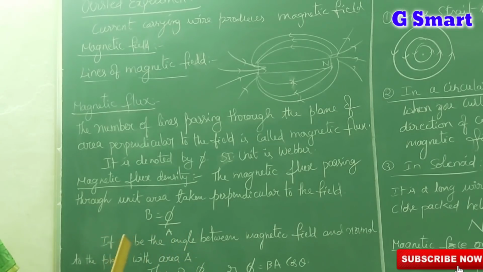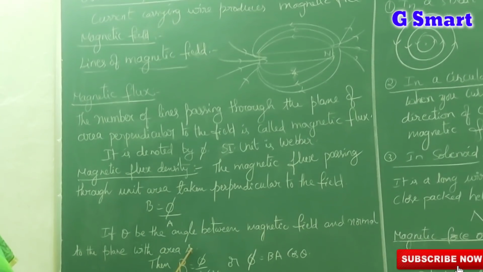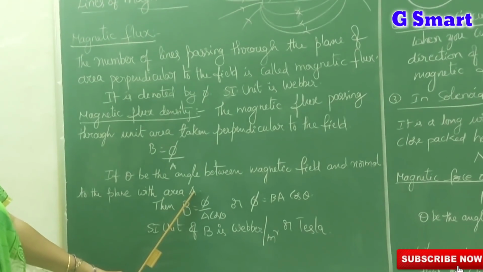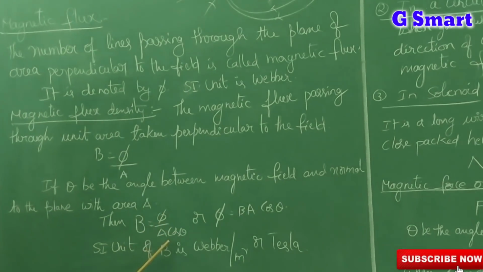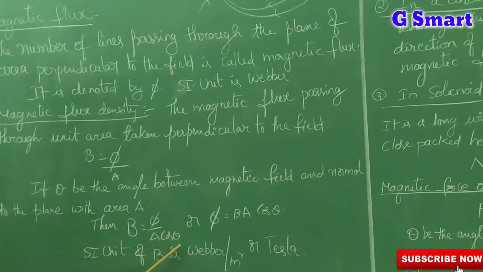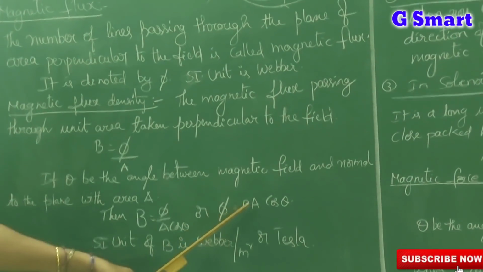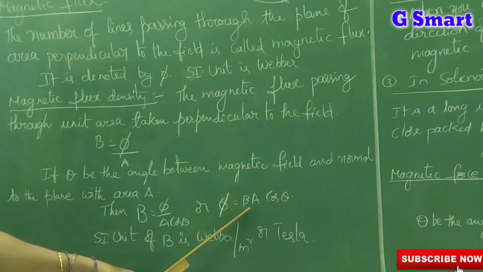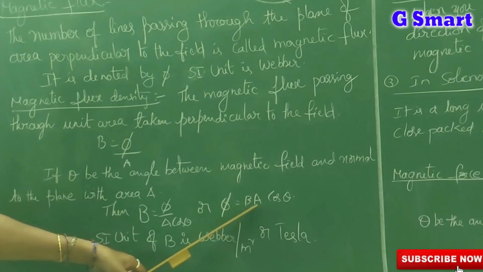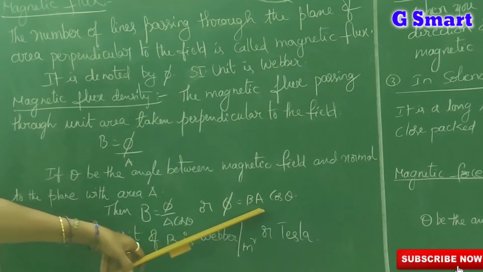Suppose theta is the angle between the magnetic field and the normal to the plane with area A. Then the equation will be B is equal to phi by A cos theta, or phi is equal to BA cos theta. Here B is a vector, A is a vector. BA cos theta means B dot A.